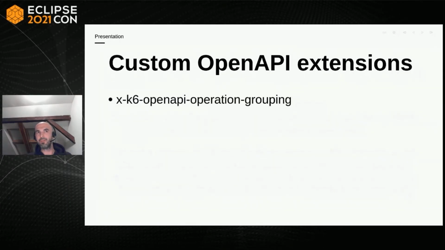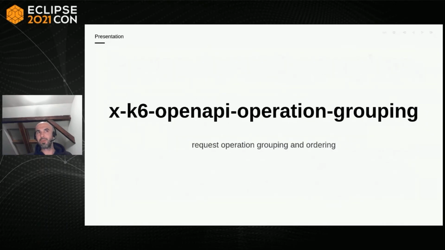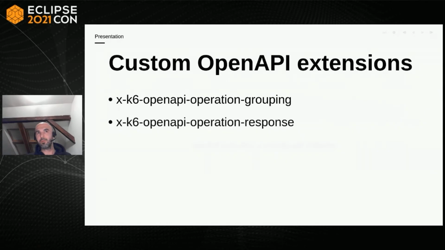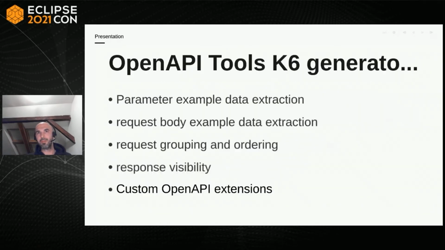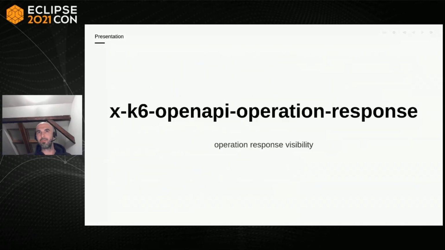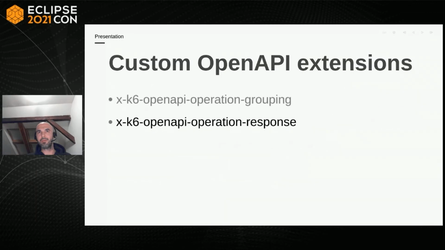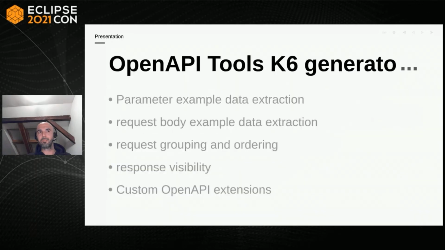You will see the exact usage of the extensions in the documentation. Those are two extensions: the K6 OpenAPI operation grouping for grouping and ordering, and the OpenAPI operation response for operation response visibility. And with time, hopefully, some of you will add more things which allow to further automate this work.